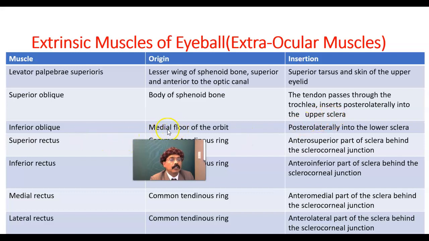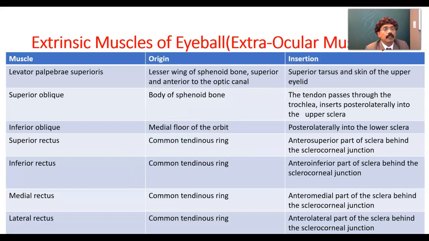Inferior oblique is an exception. The inferior oblique takes origin from the medial floor of the orbit near the nasolacrimal duct, and as an oblique muscle, its fibers insert posterolaterally into the inferior part of the sclera, or the lower part of the sclera.